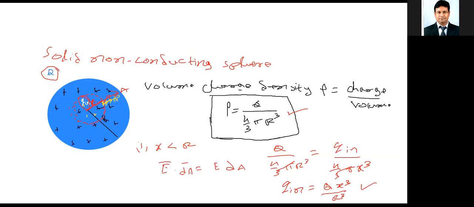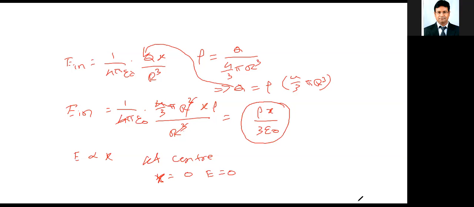Now we'll try to understand one more thing here. That is, at a point outside or on the surface, we call it the second condition, on the surface.